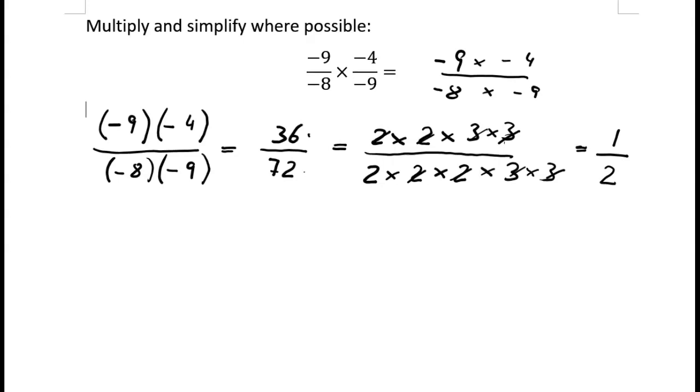Of course, we could have seen that immediately. We could have cancelled the 9 here. We could have also cancelled the -1 here, and we would have 4/8, and we would know 1/2. But I just wanted to show in general how we can take this whole approach.